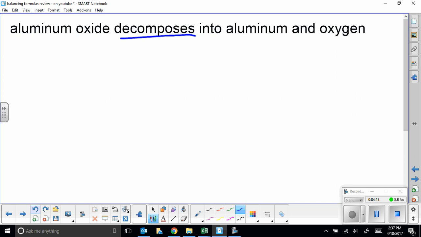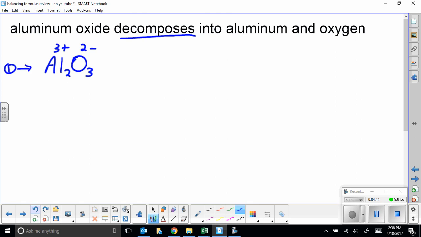So we start out with fewer things, and they break down and turn into more things. So we have aluminum oxide. So I've got aluminum, I've got oxygen, and these 2 are together. Okay, aluminum oxide, and aluminum is a 3+, and oxygen is a 2-. So I need to crisscross, Al2O3. You've got to remember all 3 steps.